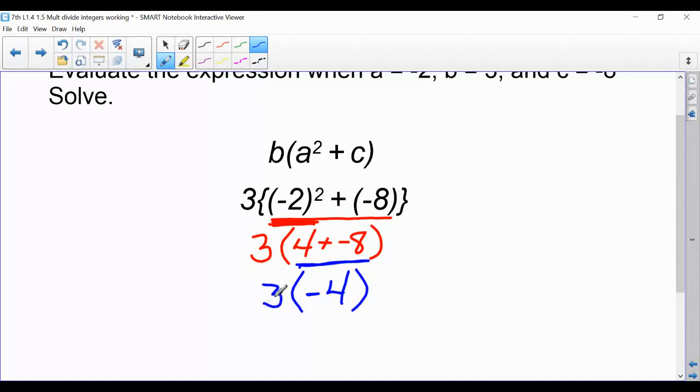And bring down the 3 times in front. Now we have 3 times negative 4. Well, 3 times 4 is 12. Positive times a negative is negative. So our final answer is negative 12.